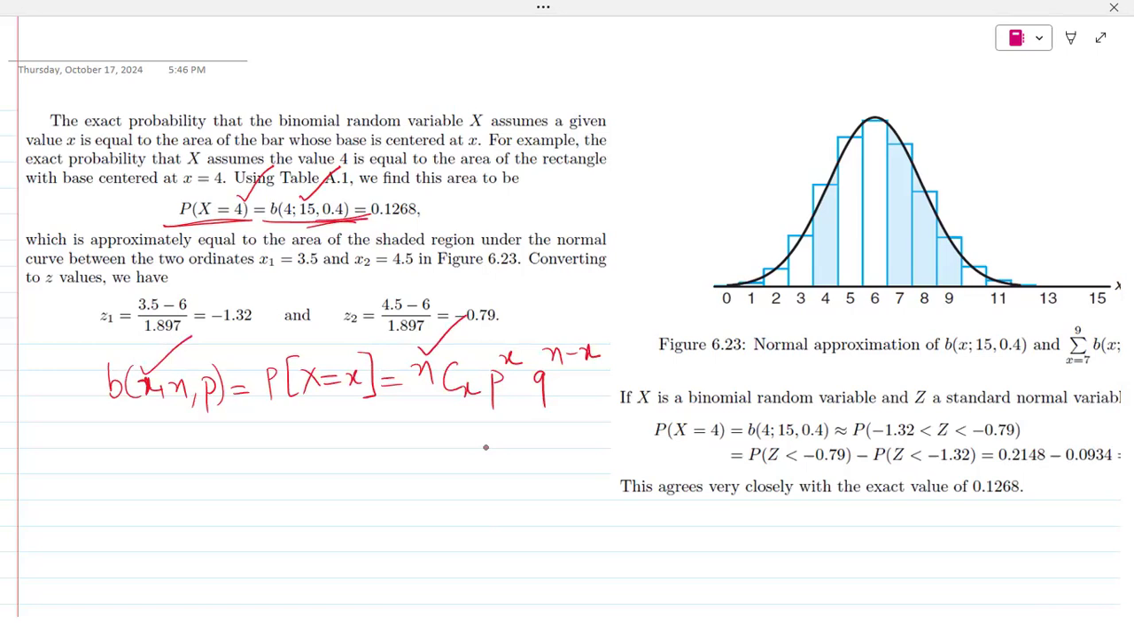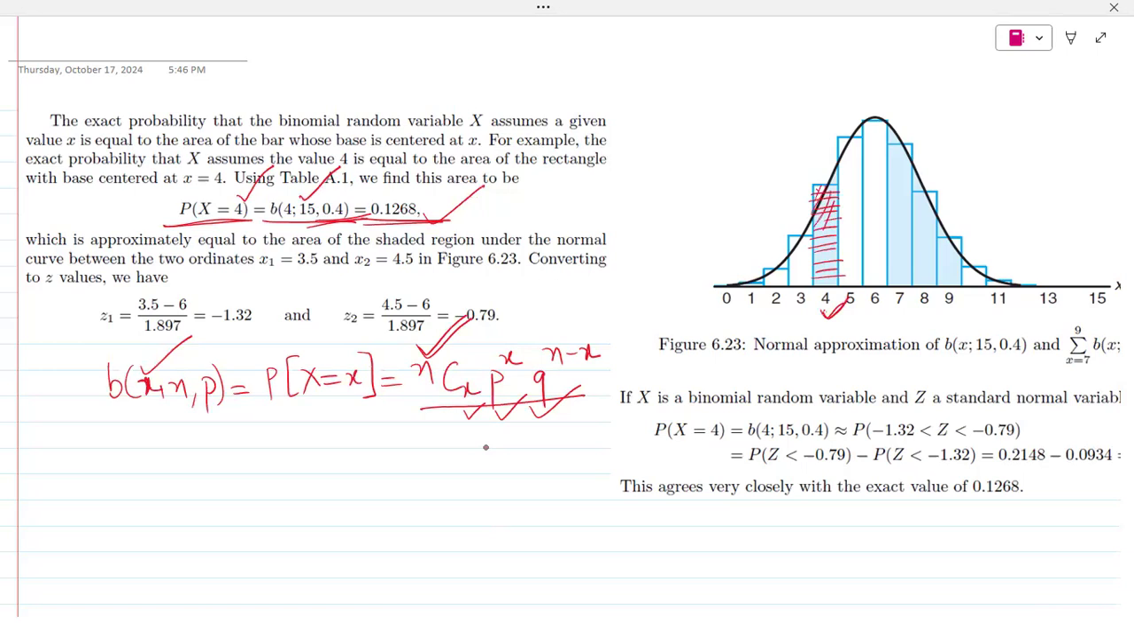Okay, so this one can calculate. Just substitute n equal to 15, x equal to 4, p equal to 0.4, q equal to 0.6. If you calculate, this will come out to be this one. So this is the probability for the binomial distribution. Actually, this will be the total area, please mind, the total area which is above this value 4. So this 0.1268 is the total area.